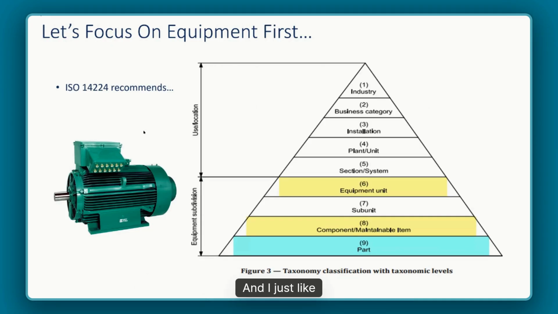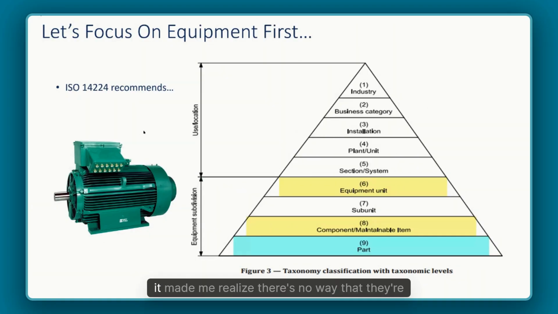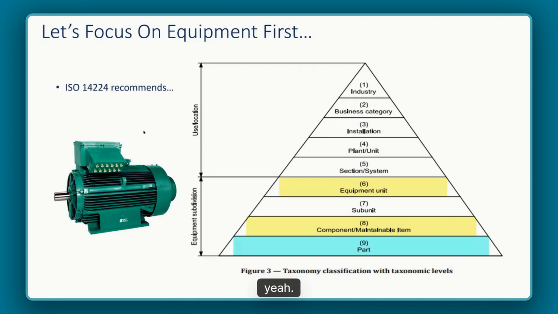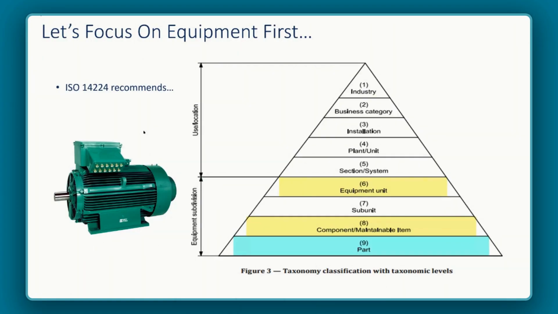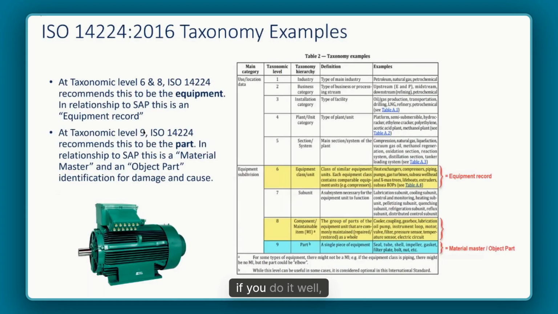And my mind just exploded, because it made me realize there's no way that they're driving. I mean, they're doing some of it, right? The big stuff that matters. But they're probably very reactive in their root cause analysis, their defect elimination program. They're like, oh crap, something blew up, caught on fire. Now I'm going to really dig into it, throw a bunch of people at it. But SAP is designed, if you do it well, to collect data to help you eliminate failures.